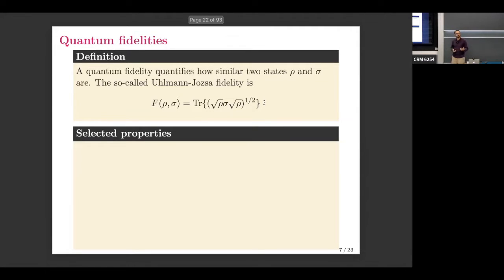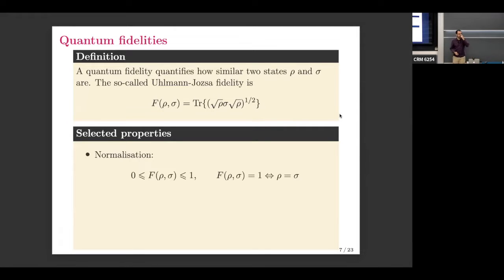This quantity has important properties. I will just mention two of them. The first is that it's always between 0 and 1, for properly normalized states, of course. And it is 1 only if rho is equal to sigma. If rho is equal to sigma, you get the trace of rho squared to the power 1/2, so the trace of rho, which is 1.